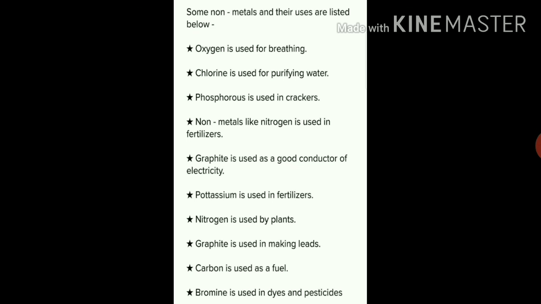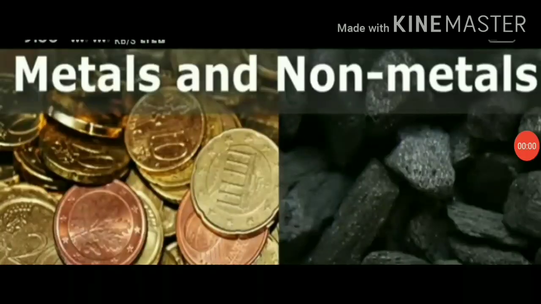Chlorine is used for purifying water. Phosphorus is used in crackers. Non-metals like nitrogen are used in fertilizers. Graphite is used as a good conductor of electricity. Potassium is used in fertilizers. Nitrogen is used by plants. Graphite is used in making pencil leads. Carbon is used as a fuel. Bromine is used in dyes and pesticides. So all these are the uses of non-metals.